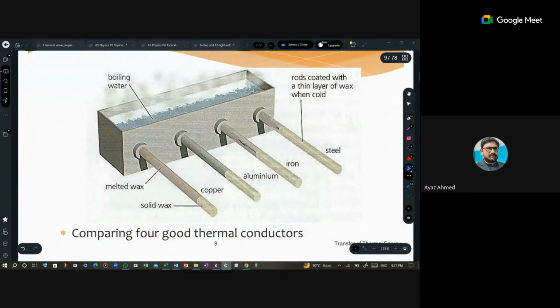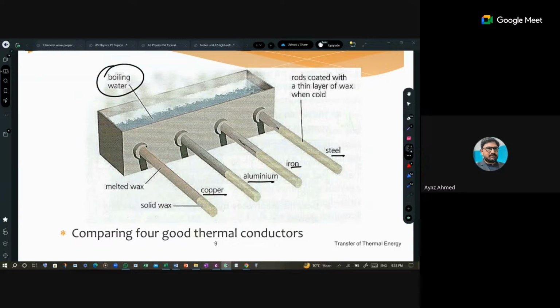Now there are different examples in that. One of them is a hot tank, and it consists of four pipes or rods. All rods are of different materials. This is steel, this is iron, this is aluminum, this is copper. They have the same amount of wax attached to them. Here we have boiling water placed inside. So this is the conduction tank.